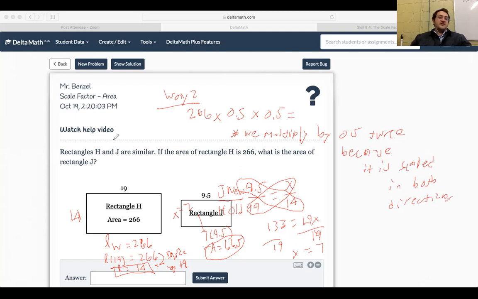And I can see here that the scale factor is 9.5 over 19. So it's a half. So if I'm doing it in both directions for the area, I get 66.5 as well. So you multiply by the scale factor twice when you do area.